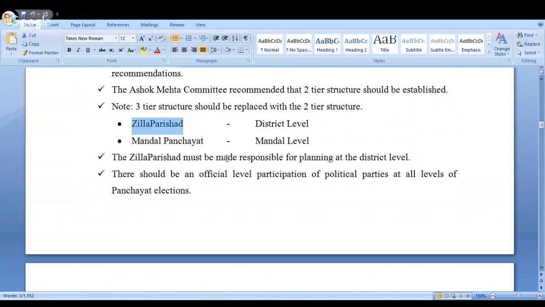Okay, look at this. Another recommendation is that Zilla Parishad must be made responsible for planning at the district level. Meaning, entrust Zilla Parishad with the responsibility of making the plans for the development of the districts. There should be official level participation of the political parties at all the levels of panchayat elections. Otherwise, today, if you look at the Panchayati Raj, every political party is interested to contest in the elections because a structure has been created, constitutional status has been created, and regular funds have been allocated to this Panchayat Raj system. So now, in order to develop, you have the funds at your disposal. So obviously, everybody is interested to become part of the Panchayat Raj system.